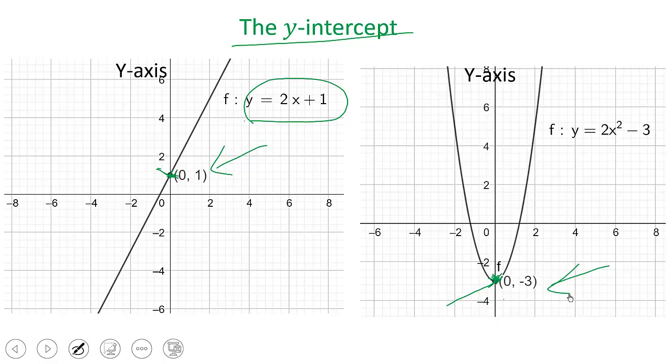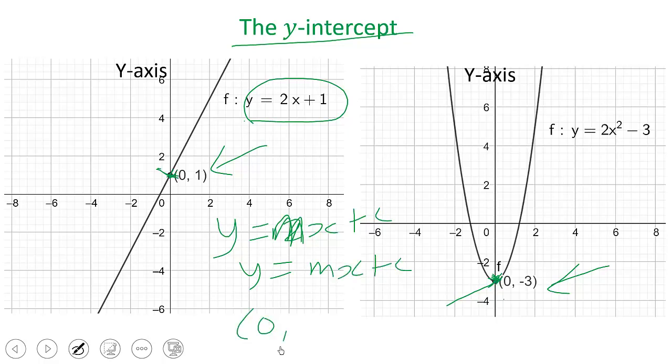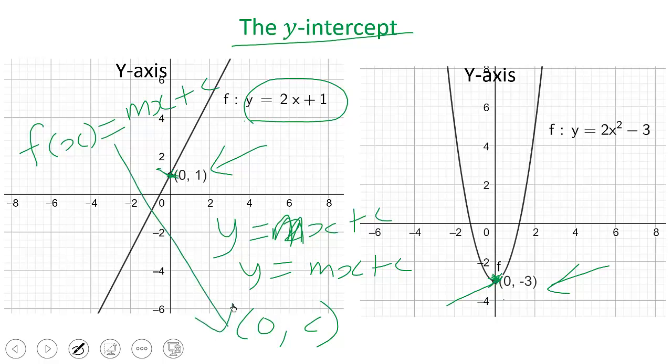For a straight line whose equation is in the form y equals mx plus c, the y-intercept is given by (0, c). Or if the equation of the straight line is of the form f of x equals mx plus c, the same way the y-intercept is given by (0, c).